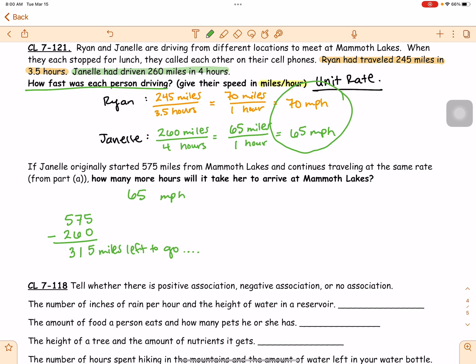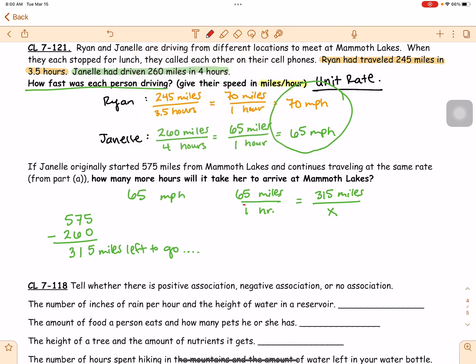Okay? So what we can do here is we can set up a ratio. If we know she can drive 65 miles in 1 hour, and we have 315 miles left, we want to know how many more hours it'll take her to drive those miles. You could have also set up 260 over 4 equals 315 over x. You would have still had to subtract it, but that would have helped you with finding that as well.